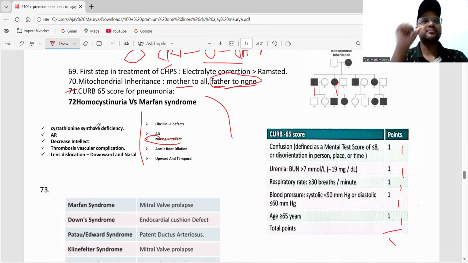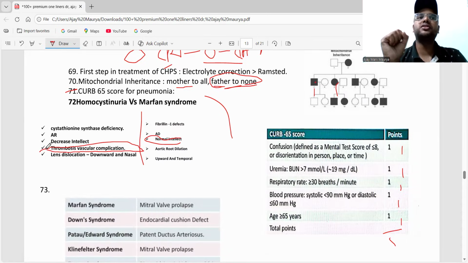Remember here, in the history, they will say that there is a thrombosis. For example, a patient with DVT. They will mention a patient who was using blood thinners or has a history of DVT. You have to read the question carefully. They will give the history of DVT.